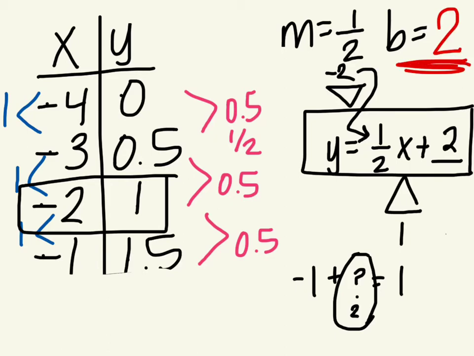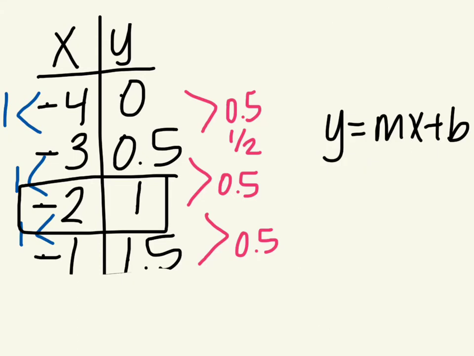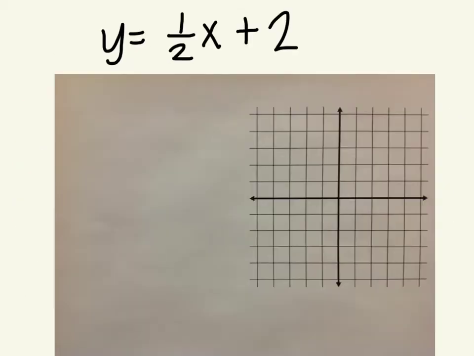So my slope, the b variable, is 2. And we saw that in the table too. I just wanted to double check using another method of finding the y-intercept. So my linear equation in slope-intercept form from this table is y equals 1/2 x plus 2. Let's go on to graphing this one next.